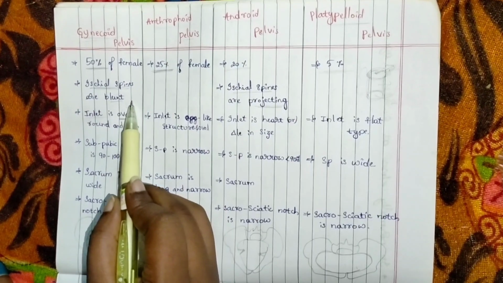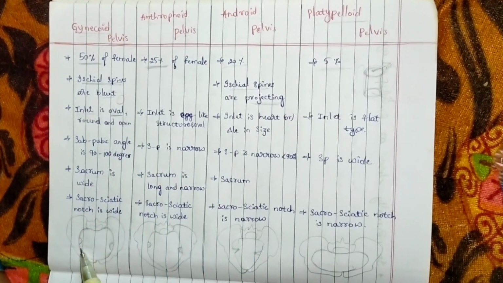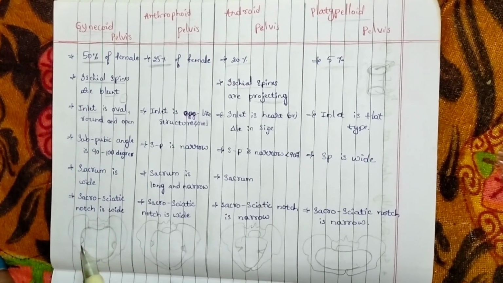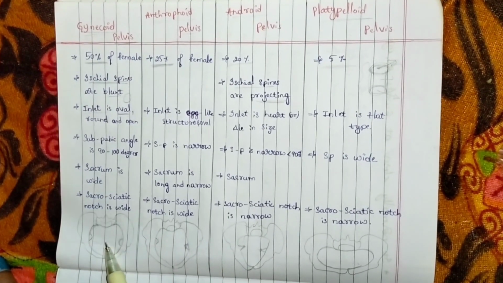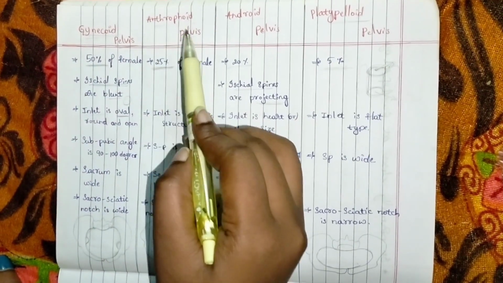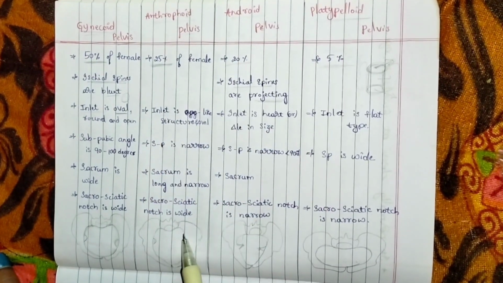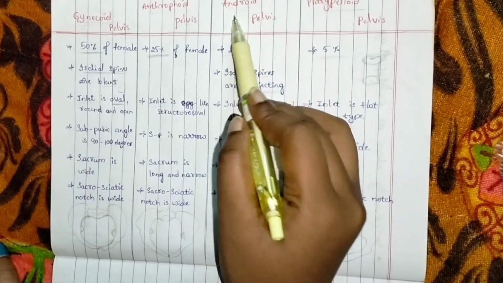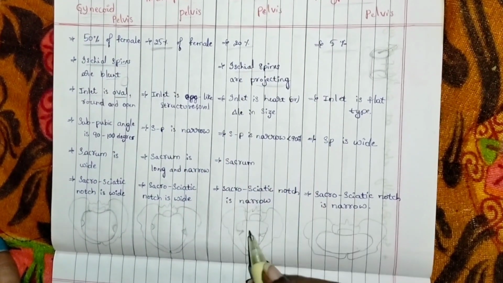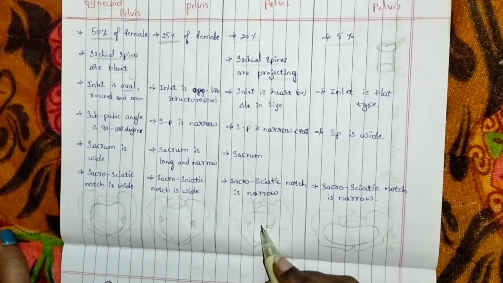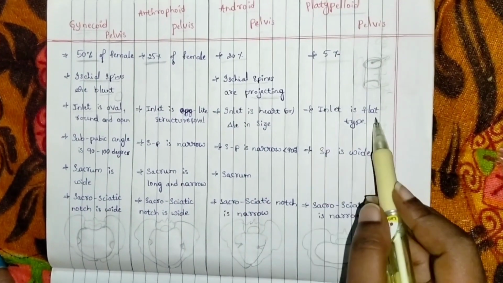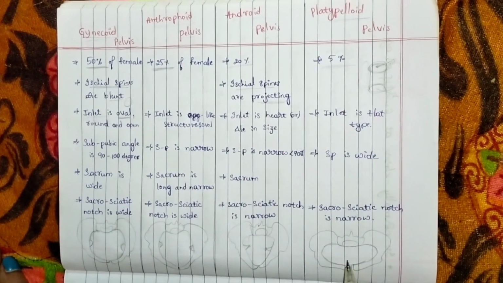In gynecoid pelvis, the inlet is oval. It is round in shape. You can see here, actually, this is the inlet. It is kind of oval, open, round. You can say this is the inlet shape. When it comes to anthropoid pelvis, the inlet is kind of egg shape. When it comes to android pelvis, the inlet is kind of heart shape. When it comes to platypelloid pelvis, the inlet is kind of flat shape.